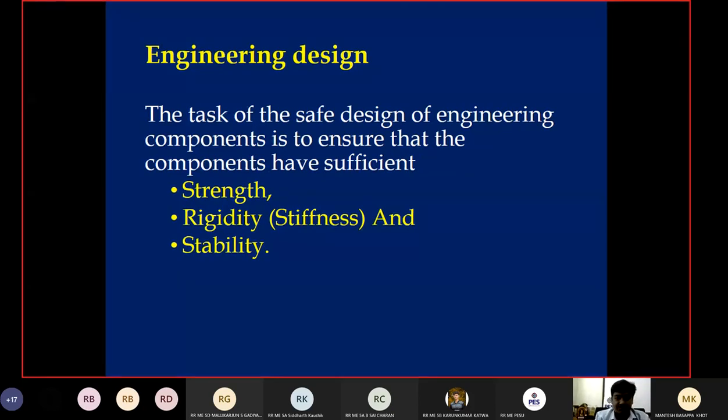Now, what do you mean by safe engineering design? The system should be optimal, or it should be functional, and the functional should be optimal.